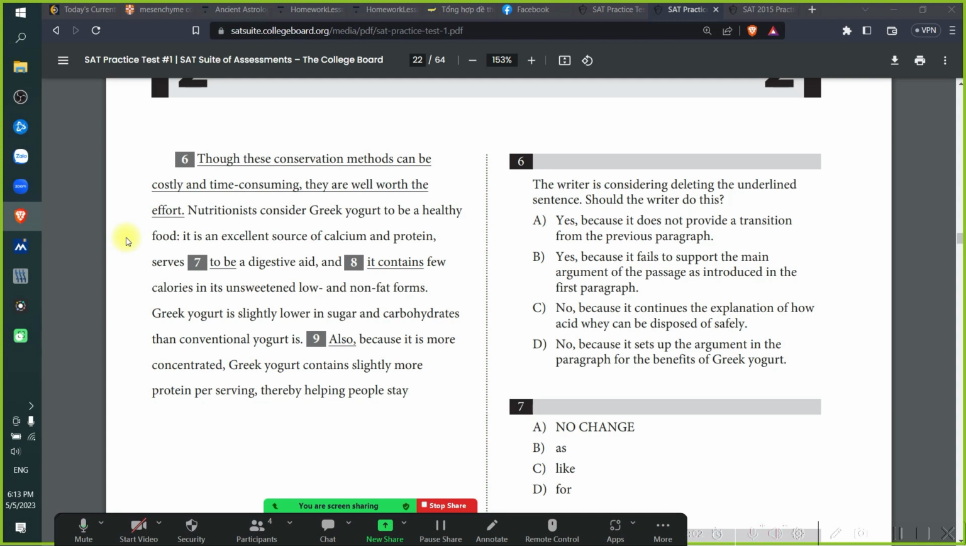Is it related to conservation methods in any way? What's your answer, class? Number 6. I think the answer is D.